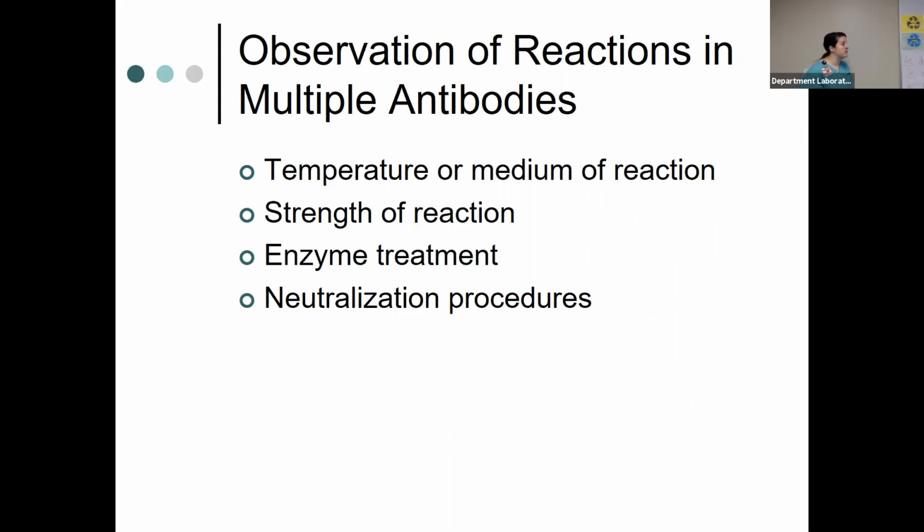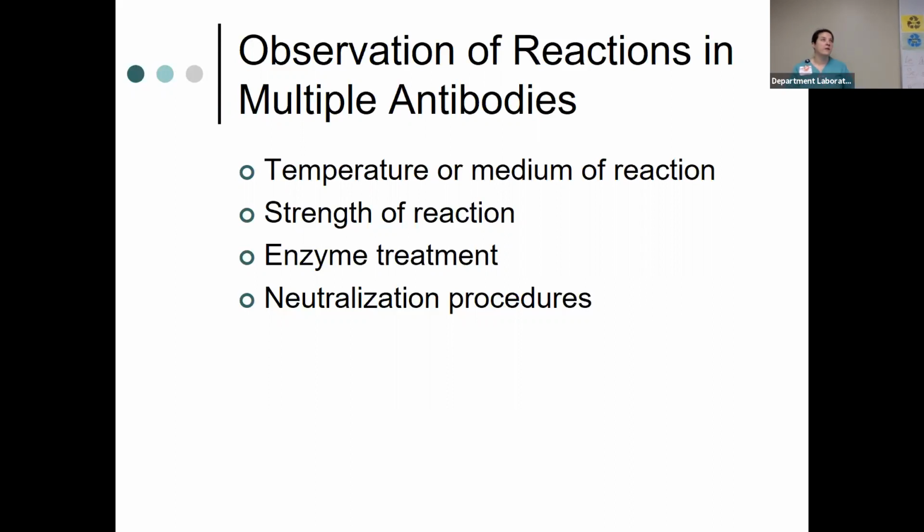Strength of reaction, is it very weak? Is it stronger on some cells, weaker on other cells? If you're dealing with multiple antibodies, it usually will have a stronger reaction on the cell where maybe you have two antibodies. Where both antigens are present on that cell, you will usually have a stronger agglutination in your patient's plasma, all right? So that's one way you can pick up on it: different strengths of reaction might indicate multiple antibodies.